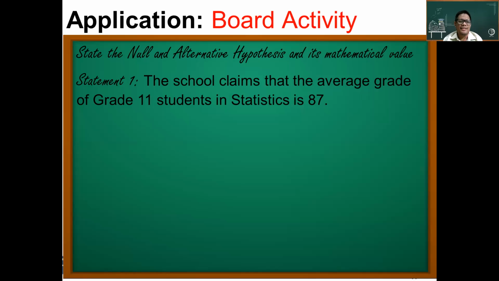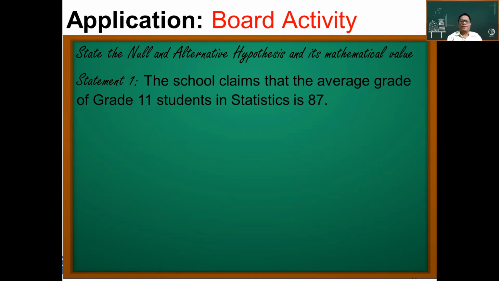Okay, let's have this board activity. So group 1 and group 2, prepare one representative each. Let's check if you understand our lesson well. Okay, and here on the board, state the null and alternative hypothesis and its mathematical value. So in our previous one, we only stated the null and the alternative. Now we also make the mathematical value.